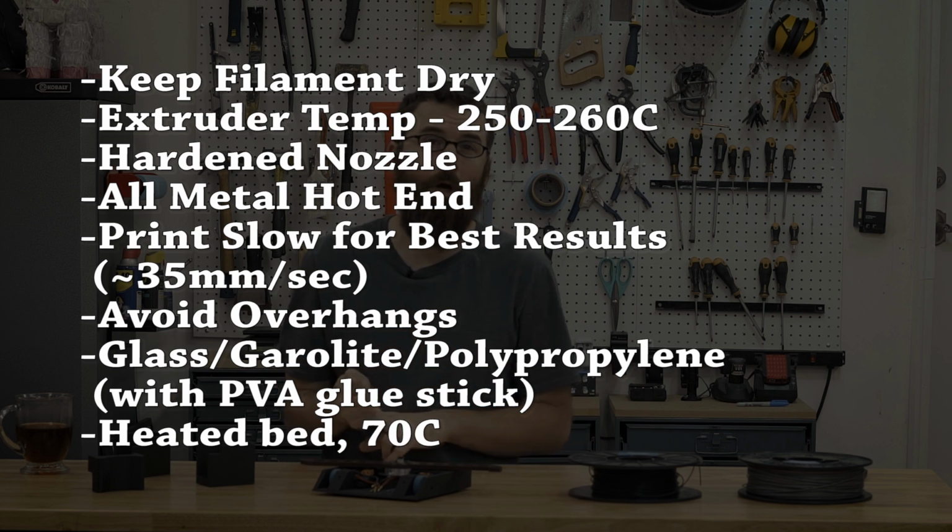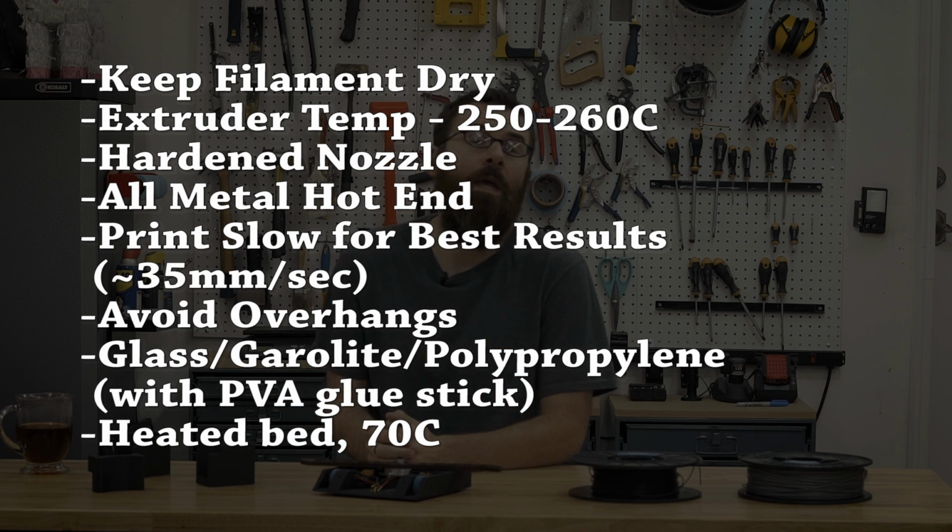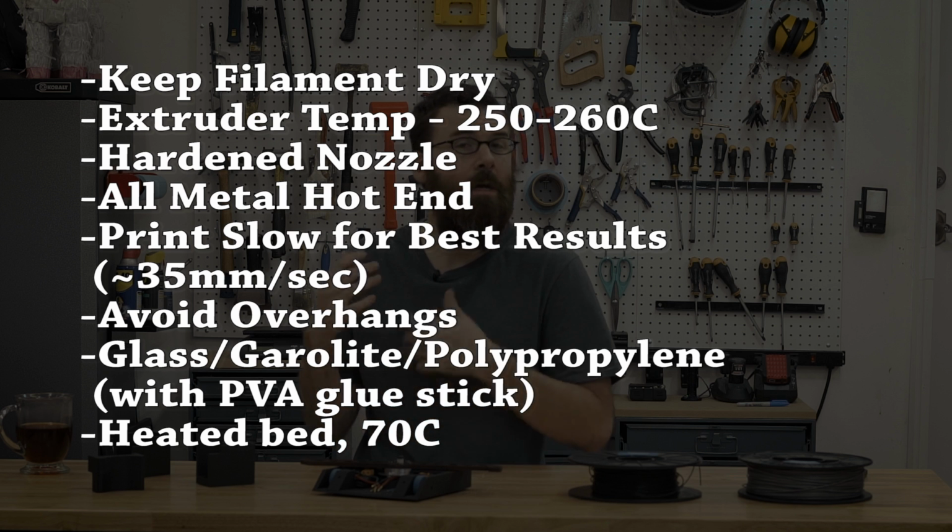The next thing you need to know is temperature range, somewhere around 250 to 260 degrees at the extruder. The extruder needs a hardened nozzle. It also needs to be an all metal nozzle. You want to print this stuff very slowly. I found around 35 to 50 millimeters per second prints really nicely. If you get that down to 25 millimeters a second, the quality will even improve from there.